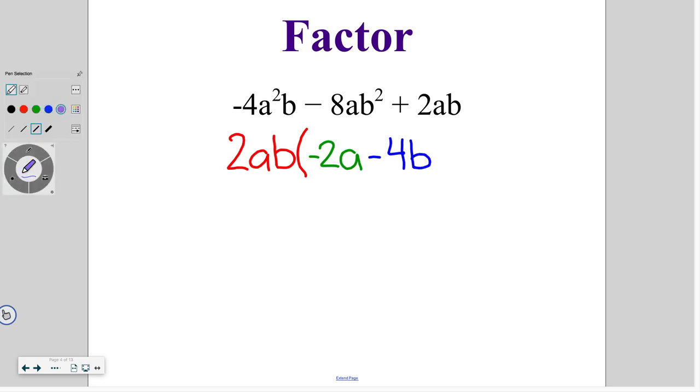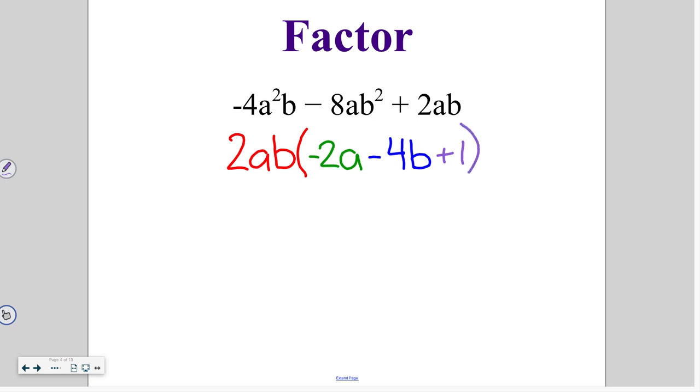With the last term, dividing my numbers, I have positive 2 divided by 2, which is positive 1. I had an A, I pulled out an A. I had a B, I pulled out a B. So I just have 1 left for that last term.